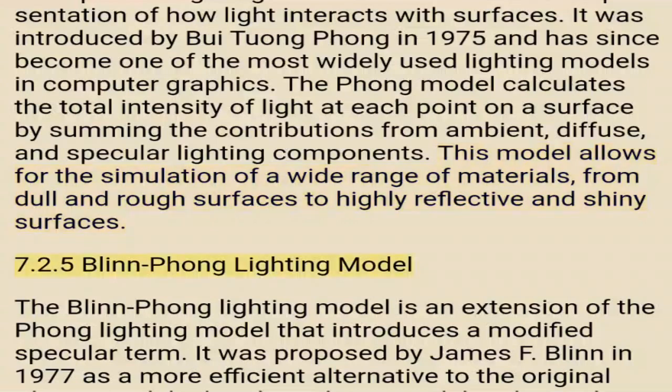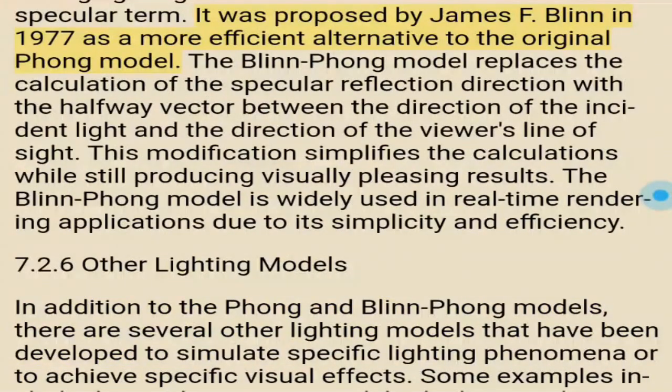7.2.5 Blinn-Phong lighting model. The Blinn-Phong lighting model is an extension of the Phong lighting model that introduces a modified specular term. It was proposed by James F. Blinn in 1977 as a more efficient alternative to the original Phong model. The Blinn-Phong model replaces the calculation of the specular reflection direction with the halfway vector between the direction of the incident light and the direction of the viewer's line of sight. This modification simplifies the calculations while still producing visually pleasing results. The Blinn-Phong model is widely used in real-time rendering applications due to its simplicity and efficiency.